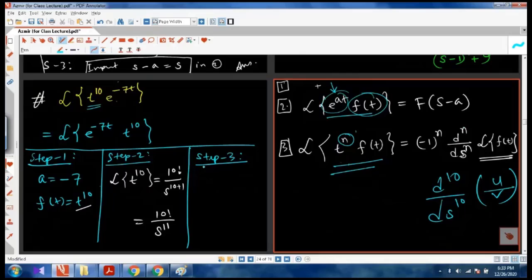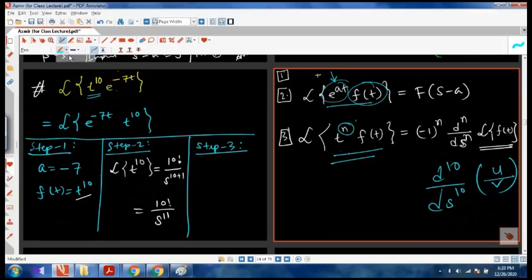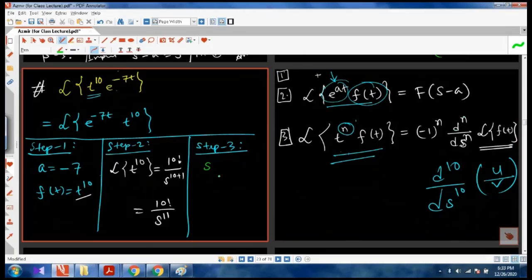So what is step 3? Step 3 is to input s minus a. That means s minus a is minus 7. So minus 7 means s plus 7 in the place of s. Have you understood?